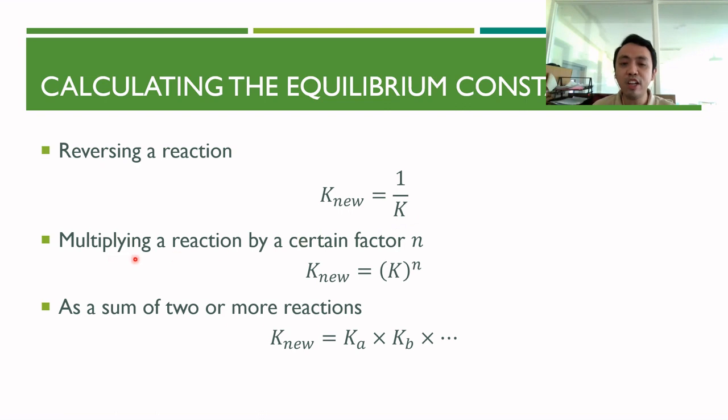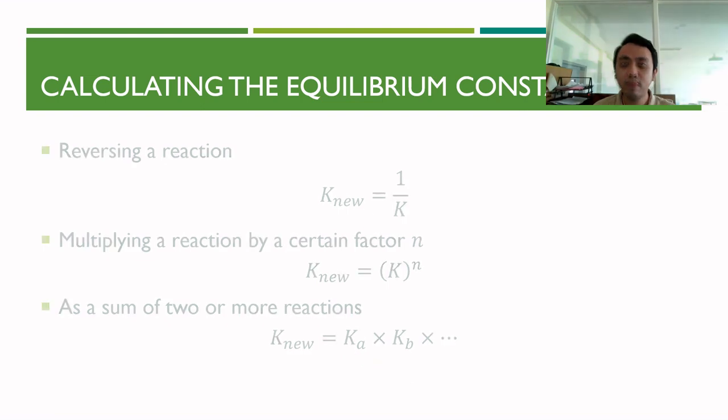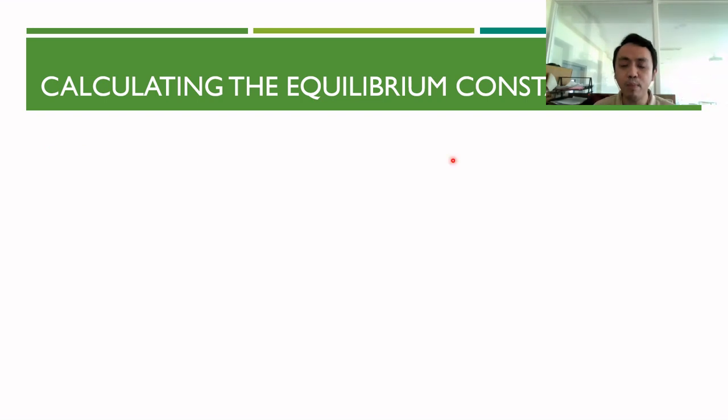When we multiply a reaction by a certain value n, the new value of the equilibrium constant is equal to the original value raised to the exponent n. And finally, when we sum up two or more reactions, the new equilibrium constant value is equal to the product of the individual equilibrium constants of each reaction being summed up. Let us now tackle a sample problem.